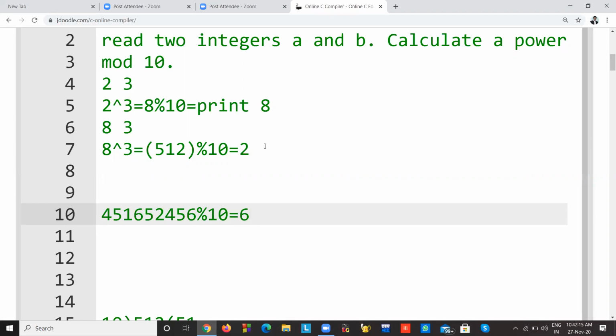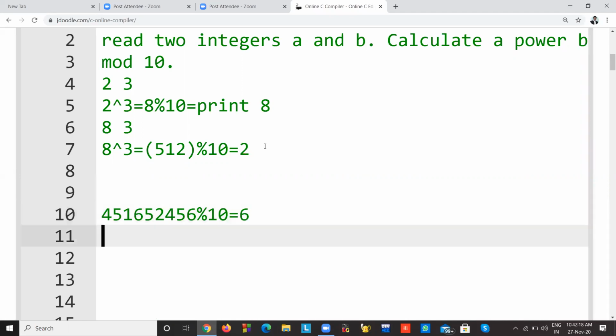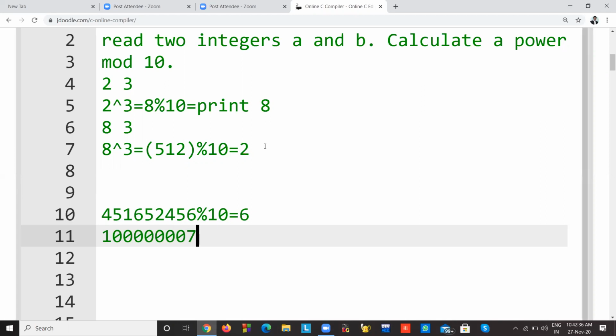So no problem. Okay, next most famous question, I mean famous number 1 2 3 4 5 6, 10 power 7. 10 power 7 means 1 followed by how many zeros? 7 zeros, right? 1 followed by 7 zeros. 10 power 7 plus 10 power 7 plus 7. Okay, now this is divided with 10. What is the remainder?